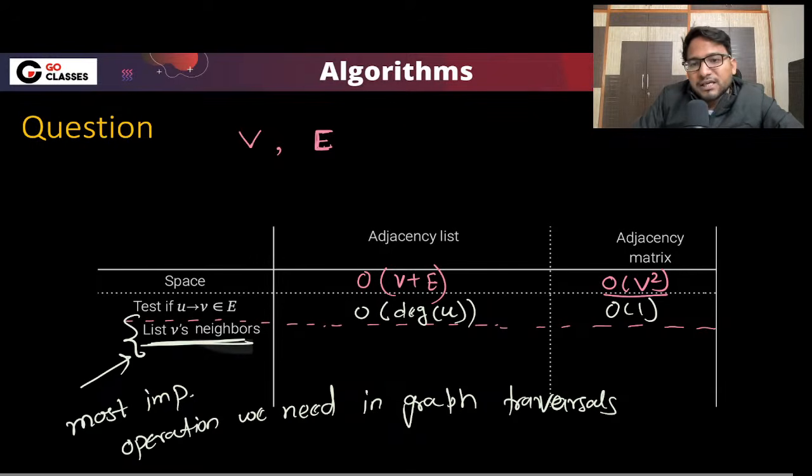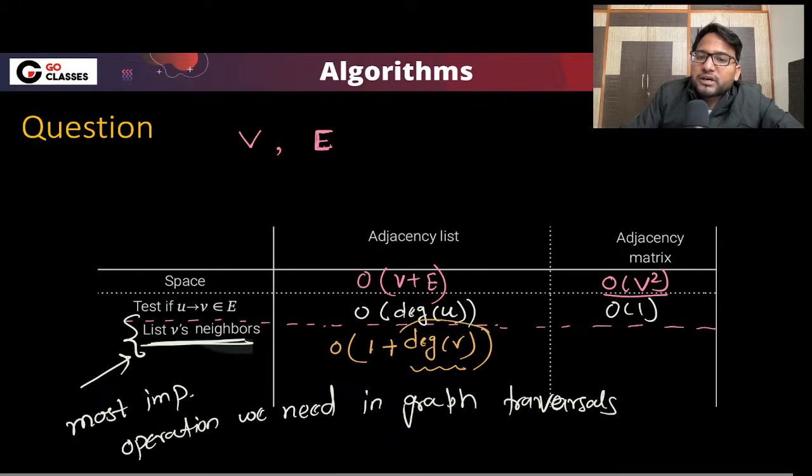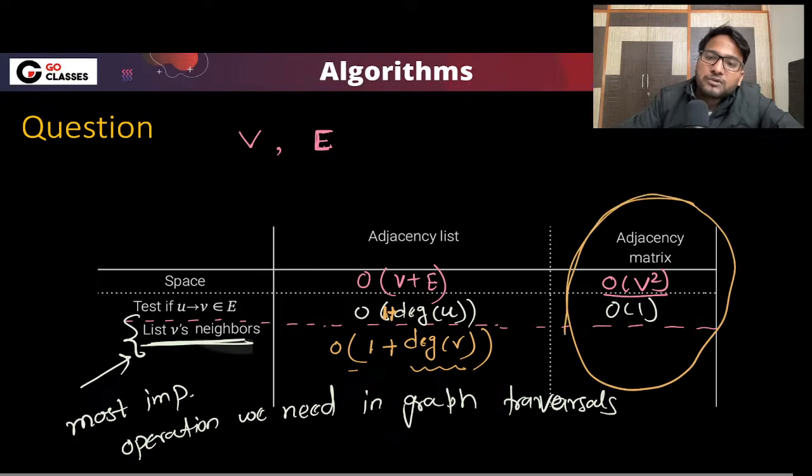Yeah, so you will be taking degree of v. Let me write it as 1 plus degree of v. The reason is that if this degree of v is 0, then for anything you still take constant time, so just to avoid this, whenever I write degree, I will always be writing 1 plus. Okay, cool. So you will be taking degree of v time. Now you tell me, in case of adjacency matrix, if you want to list out all the neighbors, how much time will you be taking?